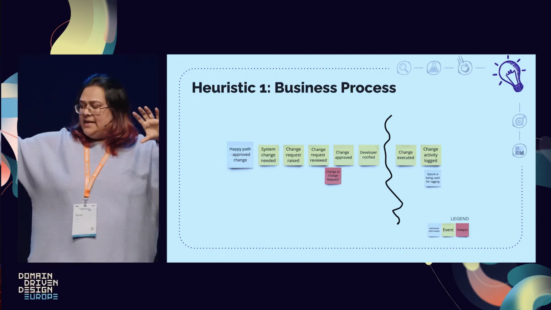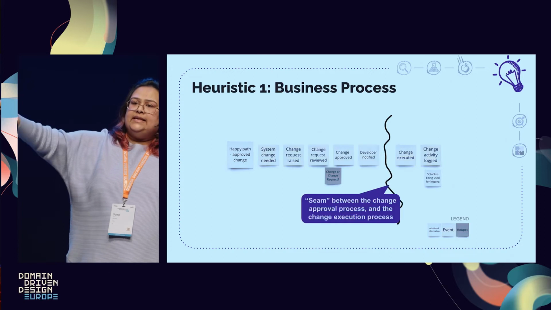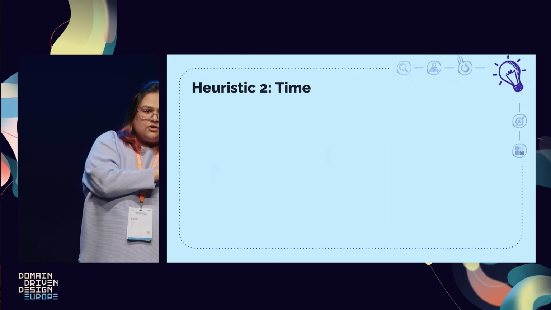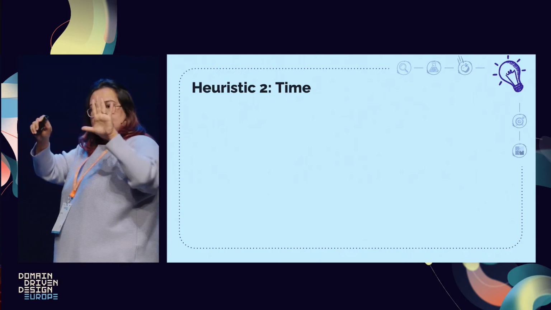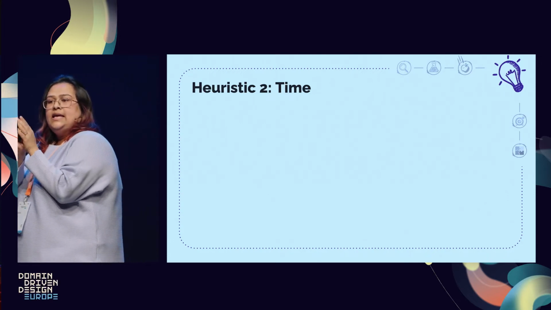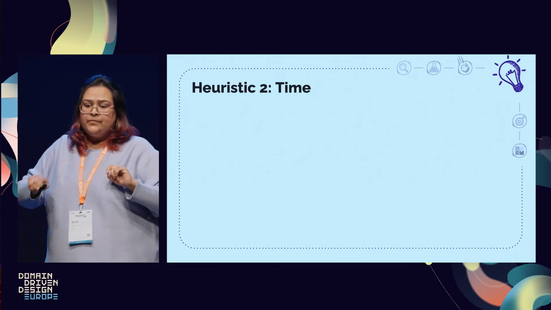I'm basically transposing those domain stories into a linear format in an event storm. And if you look at where the process boundary is, it is, as we've spoken about, in the middle of the approval and the implementation process.